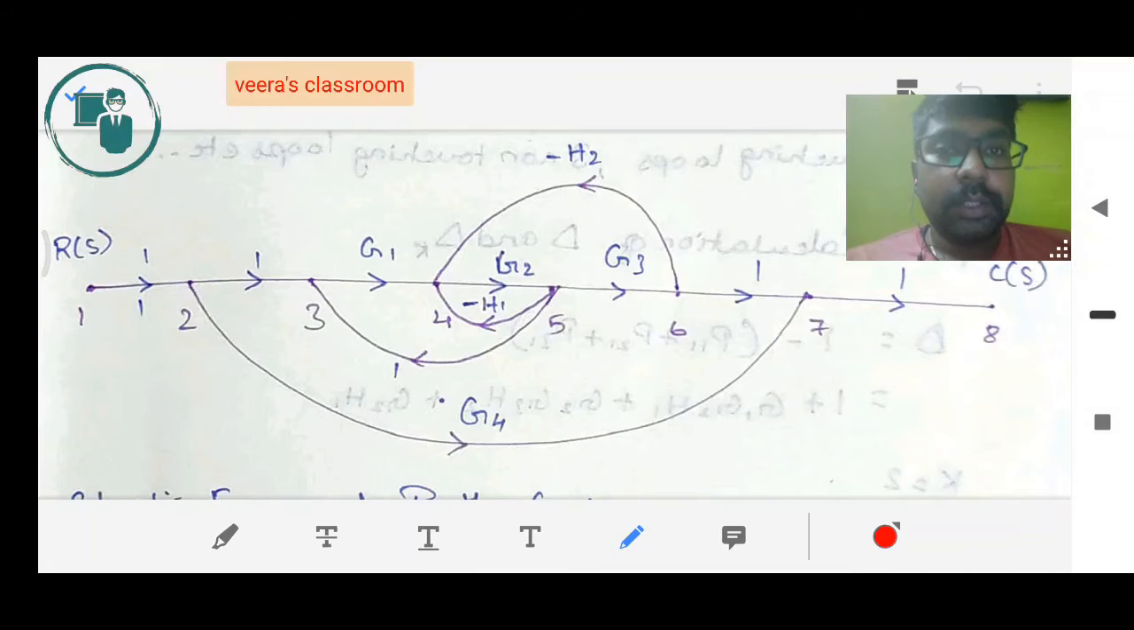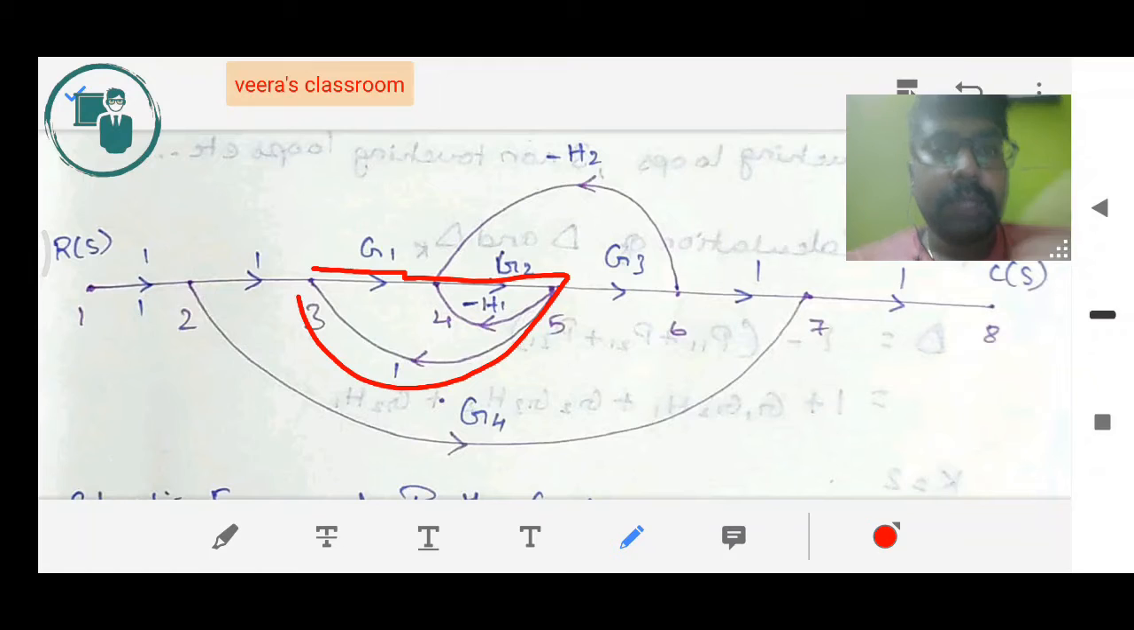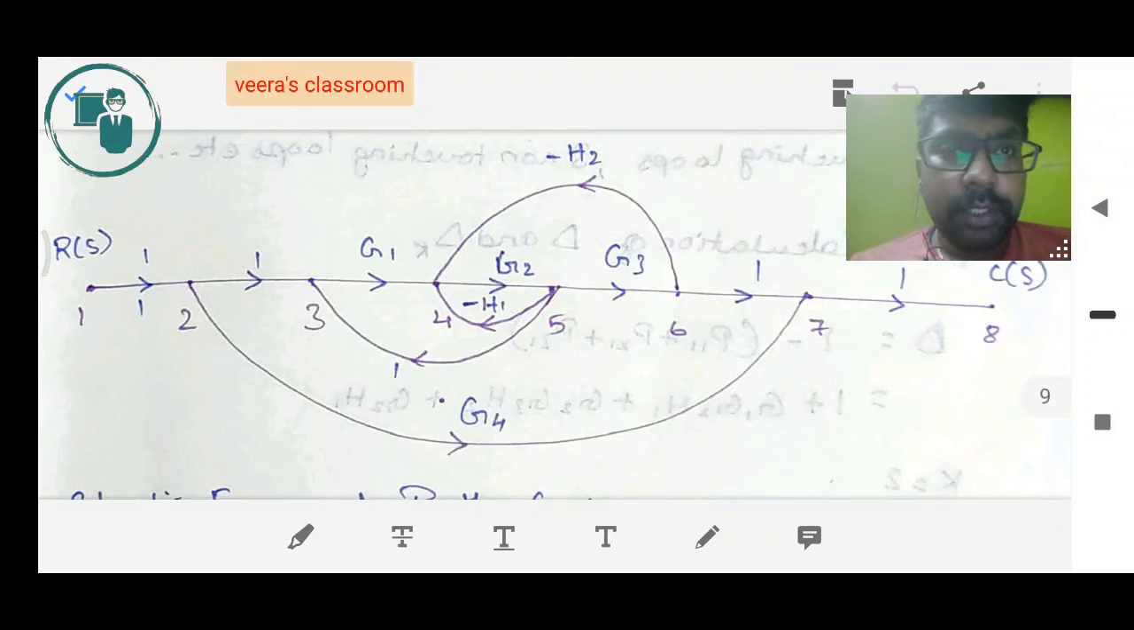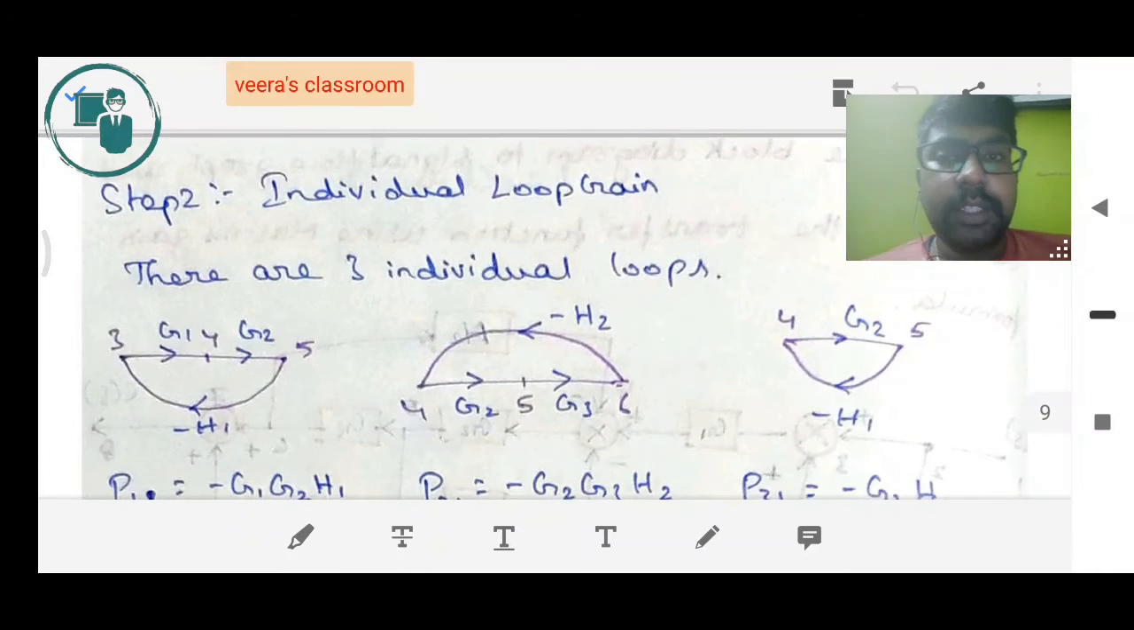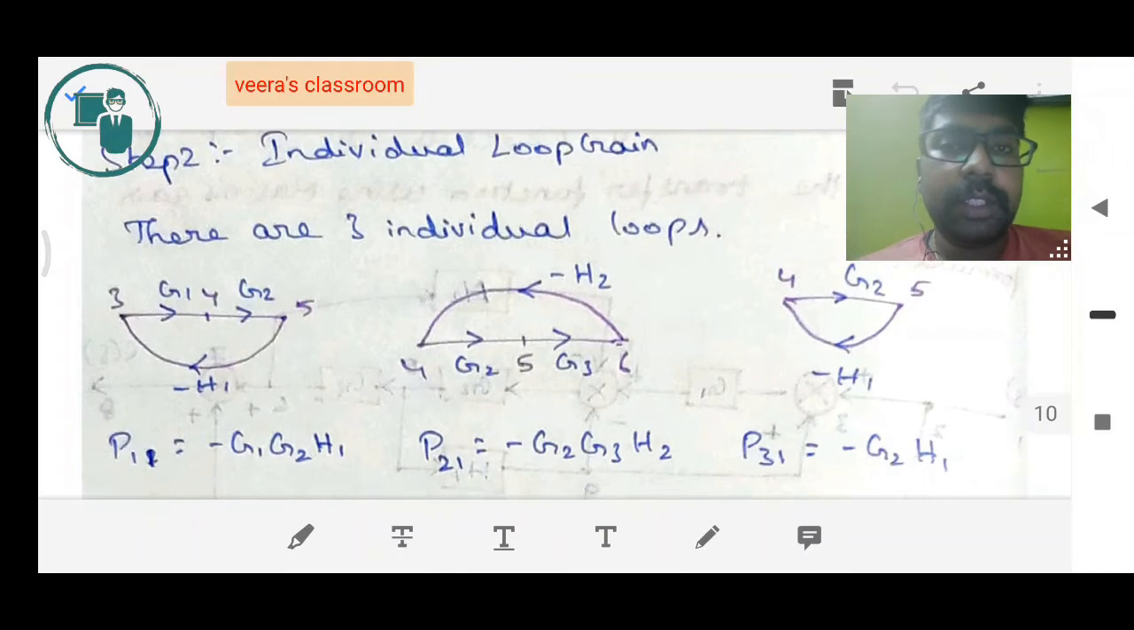What is the third one? The third one starts from 3, goes to 4, goes to 5, comes back to 3. This is individual loop gain number 3. Is there any other individual loop gain? No, we do not have any other individual loop gain. We have only 3 individual loops listed here. So the values are P11 equal to minus G1 G2 H1, P21 equal to minus G2 G3 H2, P31 equal to minus G2 H1.